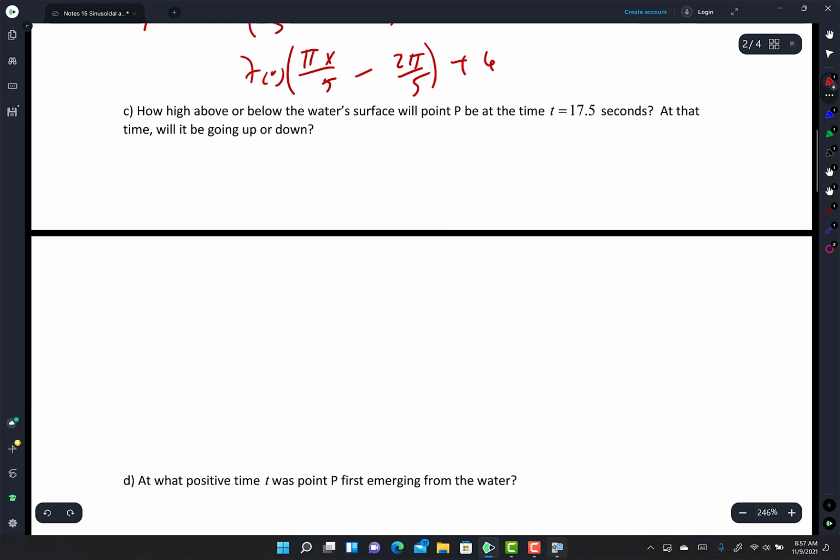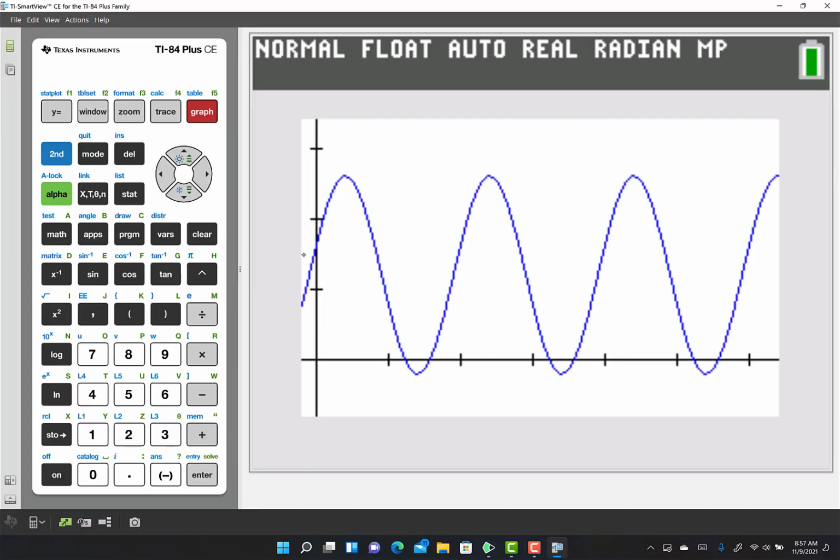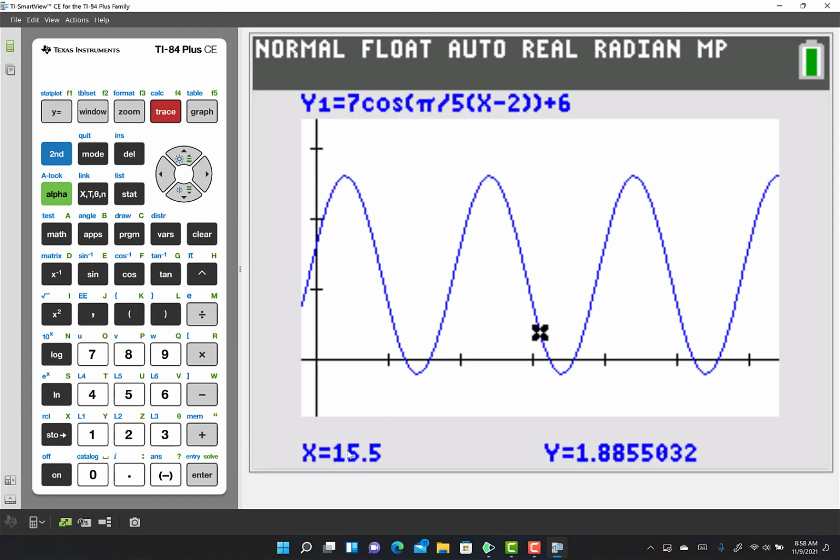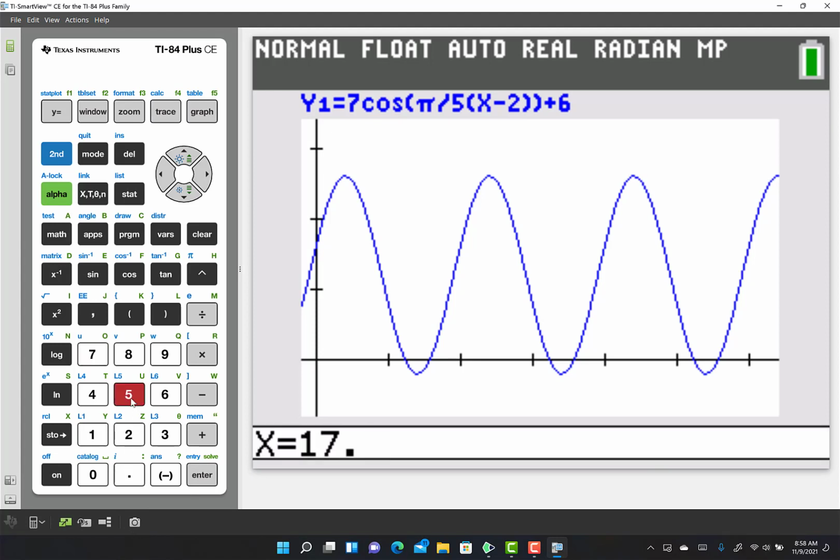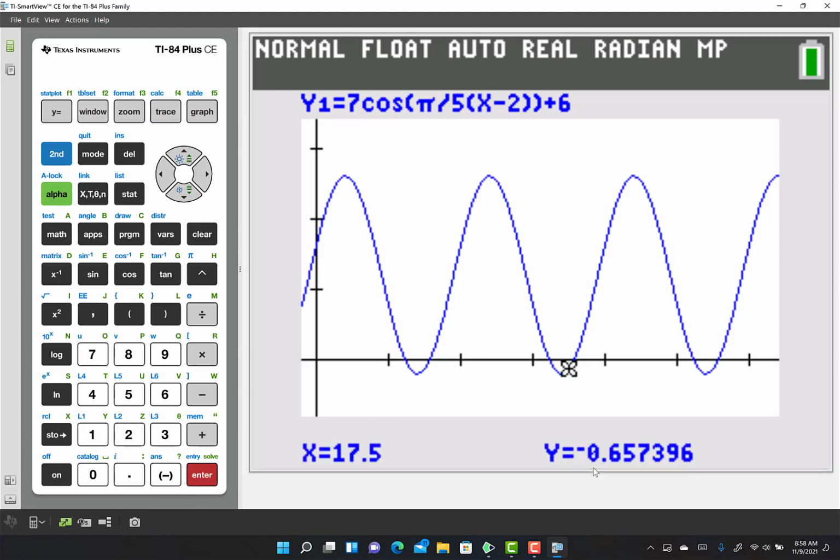So here's how you do it really quick. You see a button called trace? If you push trace, now I can just push the number that I want. I want it at 17.5, so push 17.5 and enter. It tells you where you are at, the Y value, and where you are on the graph. Do you guys see that? You are 0.657 feet below the surface of the water. And are you going up or going down? It looks like you're going up. If you want to zoom in to take a closer look, you can.